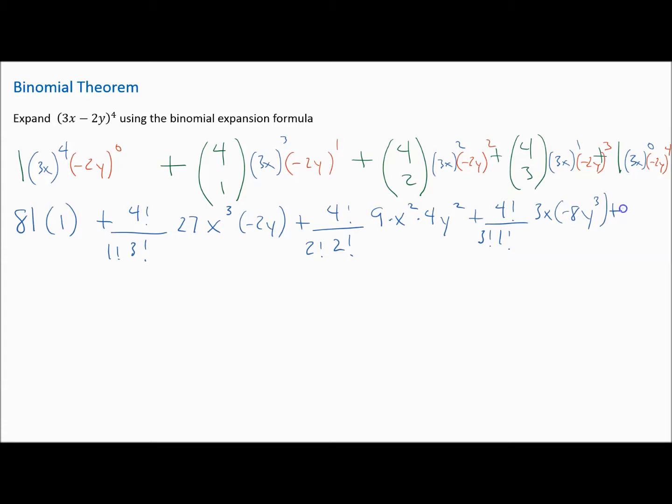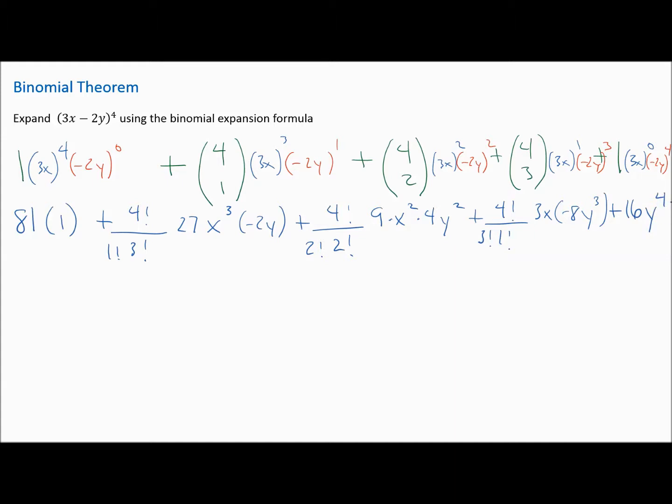Okay, there's a plus in there. It's hidden underneath my red writing. 1 times 3x to the 0. Anything to the 0 is 1. So all this is 1 times negative 2 to the 4th. Now, negative 2 to the 4th power is negative 2 times negative 2, which is 4, times negative 2, which is negative 8, times negative 2, which is positive 16, y to the 4th.